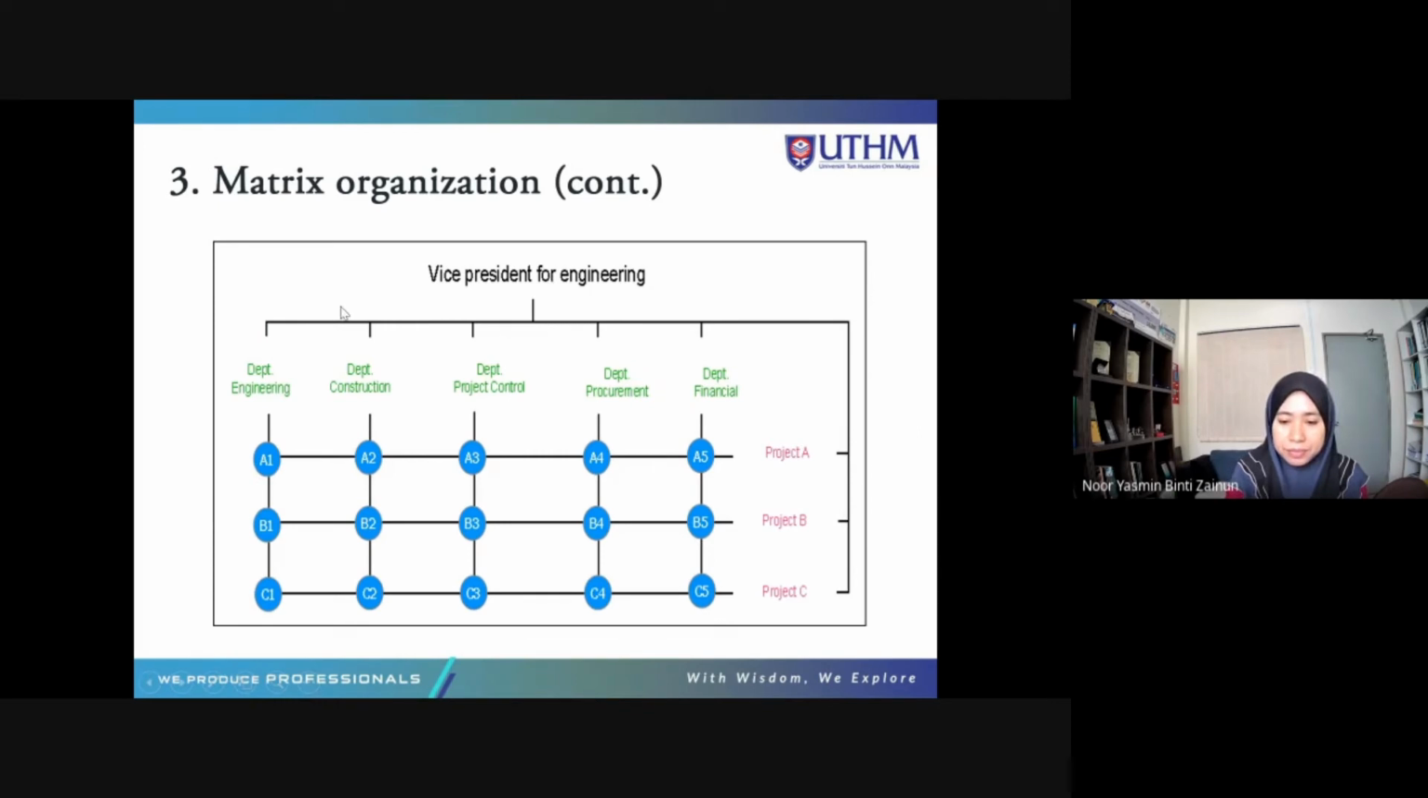Okay, here. Okay, project A, dia ada project manager dia. However, department engineering have their own project manager. Department construction have their own project manager. Ni pun ada project control, procurement, financial. Ada project manager dia sendiri. But project A have their own project manager, B and C also. Okay, so for example, under department engineering, I have 3 staff. Okay, so one staff for project A, other staff for project B, and other staff for project C.